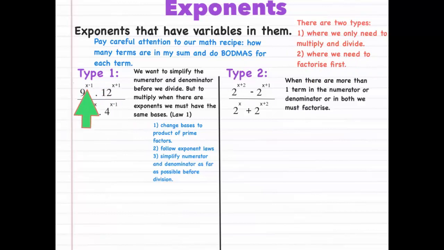Can you see there's no pluses and minuses here? So there's no brackets, no powers and roots. There's just division and multiplication. Okay, so that is the first type. The second type is where we need to factorize first.